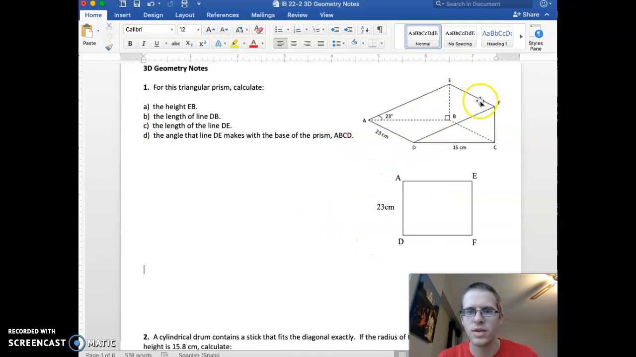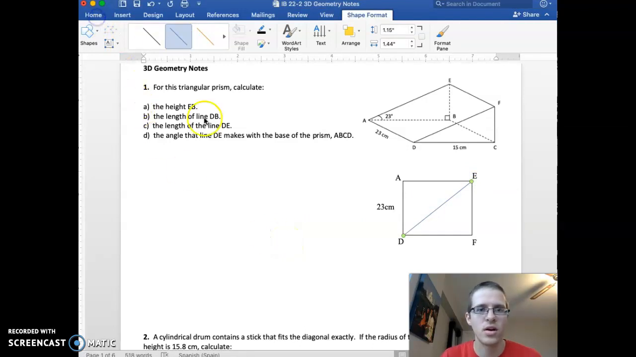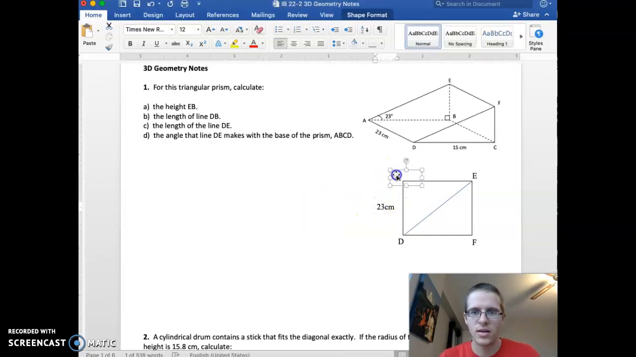So I drew out that face ADFE. We know AD has a length of 23 centimeters. And we haven't calculated AE, we have not calculated DF, and we have not calculated EF. The question is asking us for DE, so I'm going to draw in that length that it's actually asking us for. Alright, so that is our X.